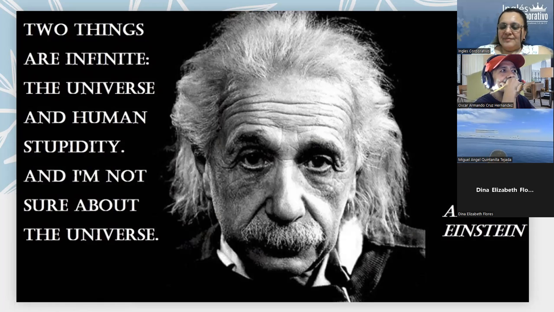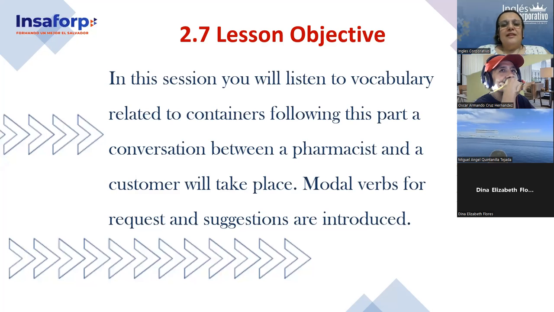Now, the lesson objective for this section is that you will listen to vocabulary related to containers. Following this part, a conversation between a pharmacist and a customer will take place. Modal verbs for requests and suggestions are introduced.